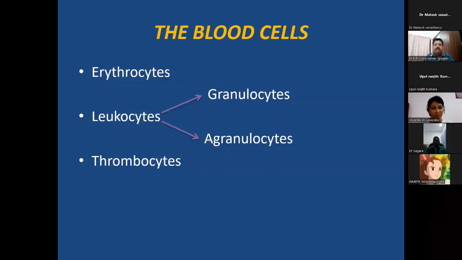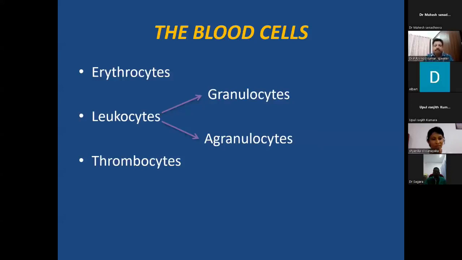And the leukocytes or the white blood cells are broadly divided into two. Some leukocytes have cytoplasmic granules, they are the granulocytes. And some don't have the granules. They are known as agranulocytes. We all know which are the granulocytes.